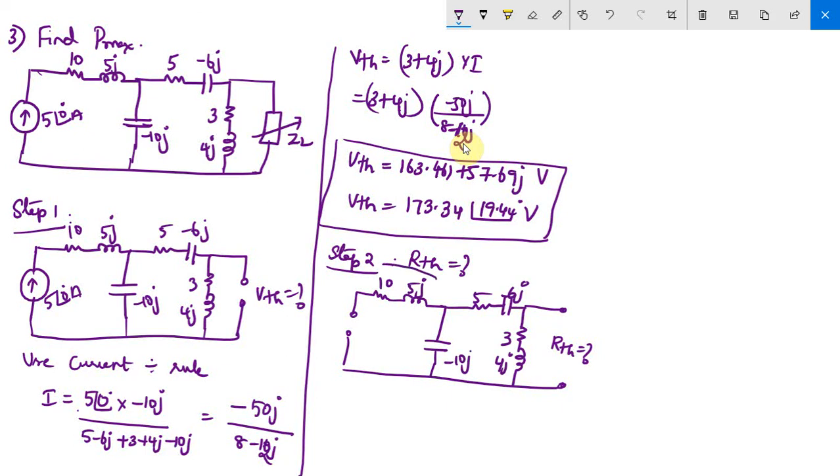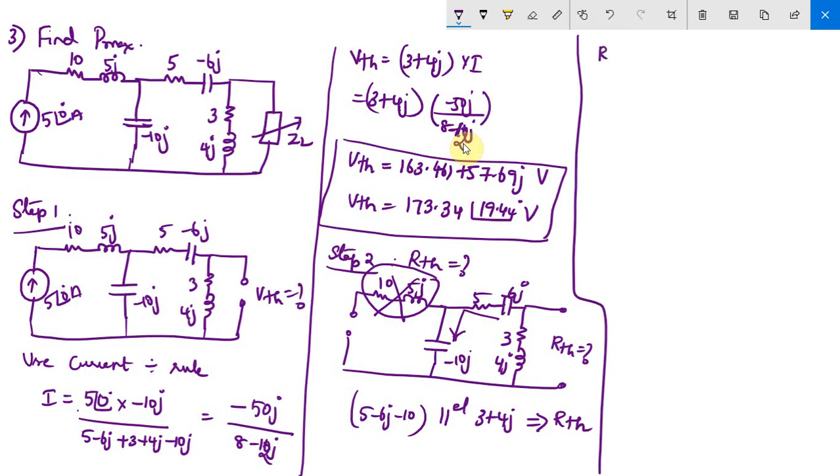Now if you check this 10 plus 5J, since it is left open, no current will flow through this 10 plus 5J. So you can just ignore this branch, right? So we have 5 minus 6J and minus 10J. Whatever current flows through the 5 minus 6J will be the same as that through the minus 10J, so they are in series, right? So 5 minus 6J minus 10J is in parallel with 3 plus 4J. That will give your RTH, right?